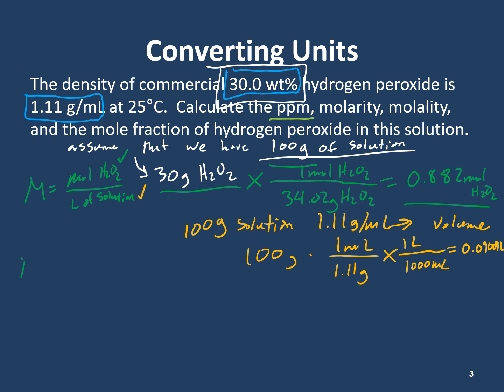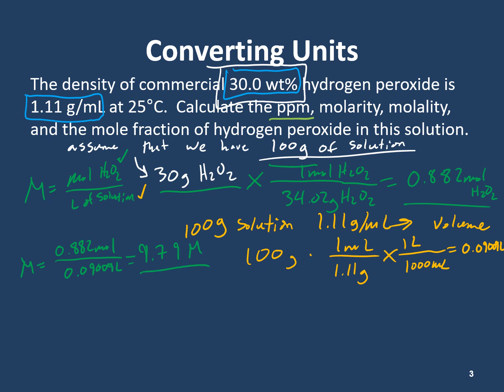And now I have the second value I needed to get my molarity, right? So my molarity here is equal to 0.882 moles divided by 0.09009 liters, and I have to divide those two values to get my molarity. And if I do, I get my molarity is 9.79 molar.